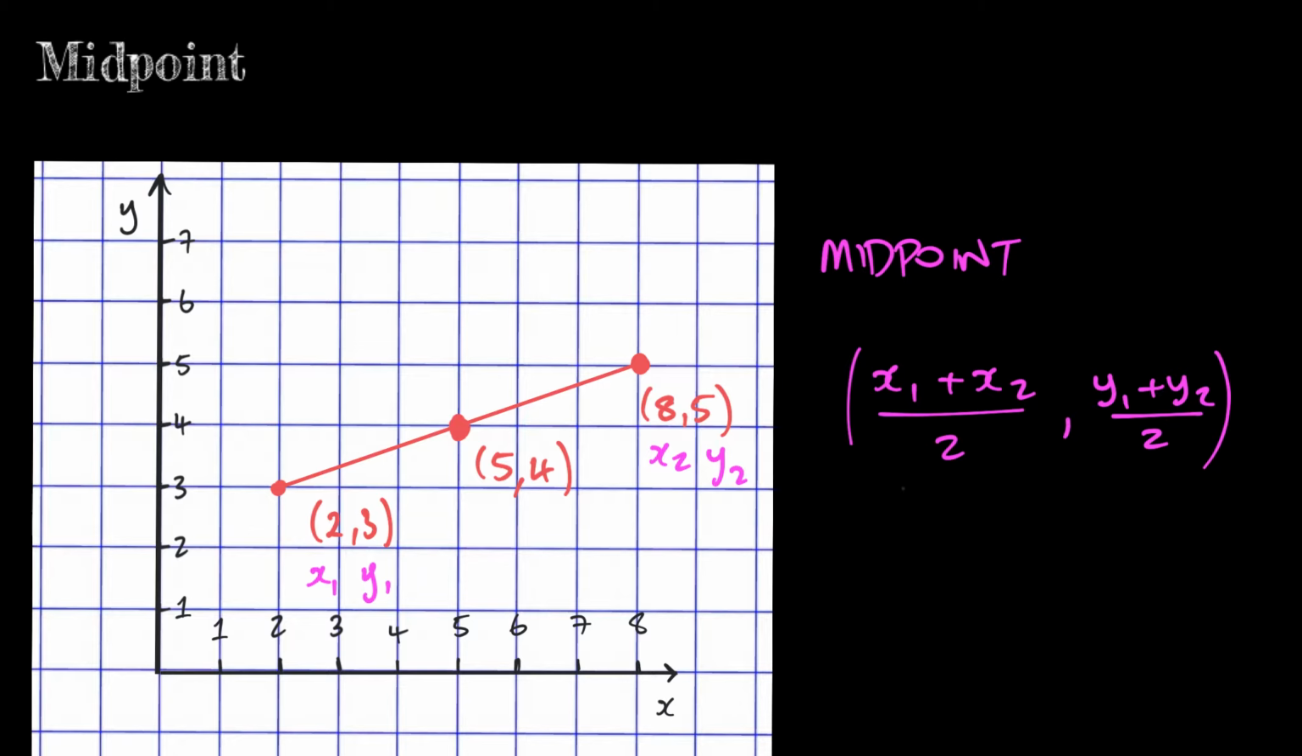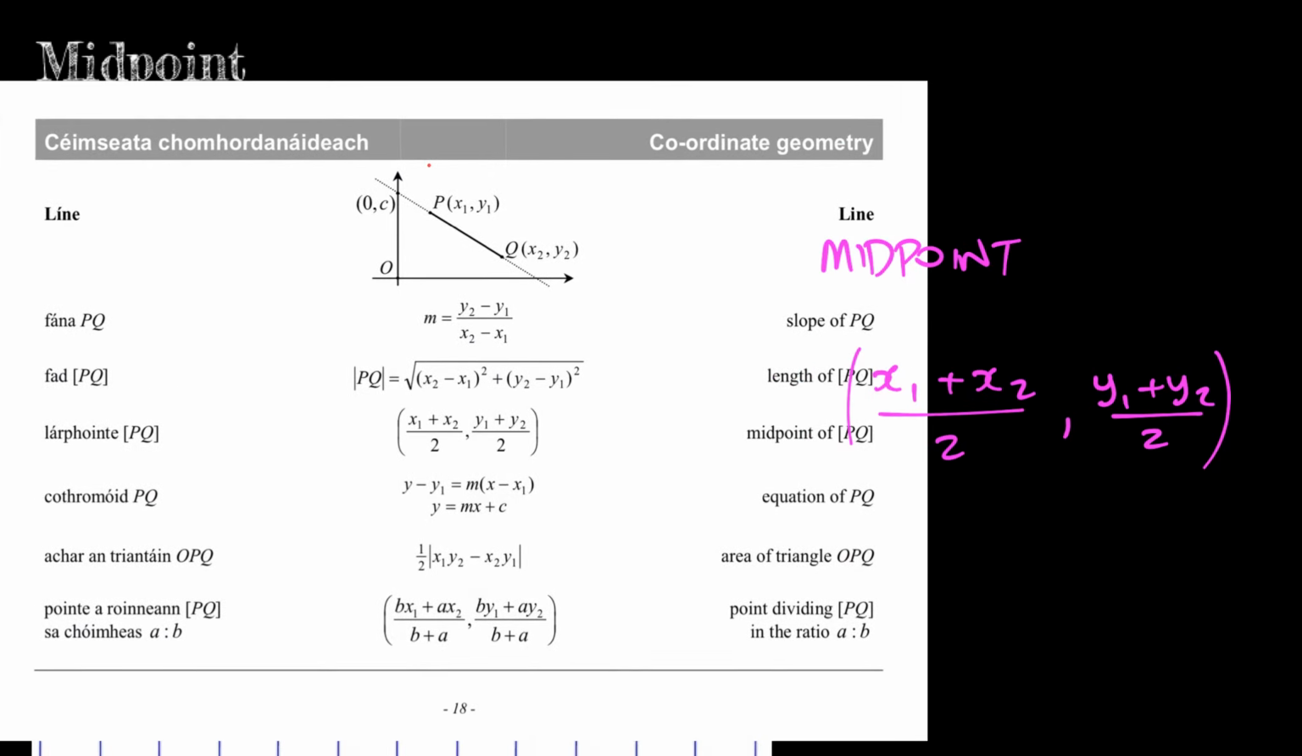So that's the formula. I've derived that, but you can see there the formula is actually in the log tables, right? This is the formula that I use to find the midpoint between 2 points. But that formula is actually given to us in our log tables.